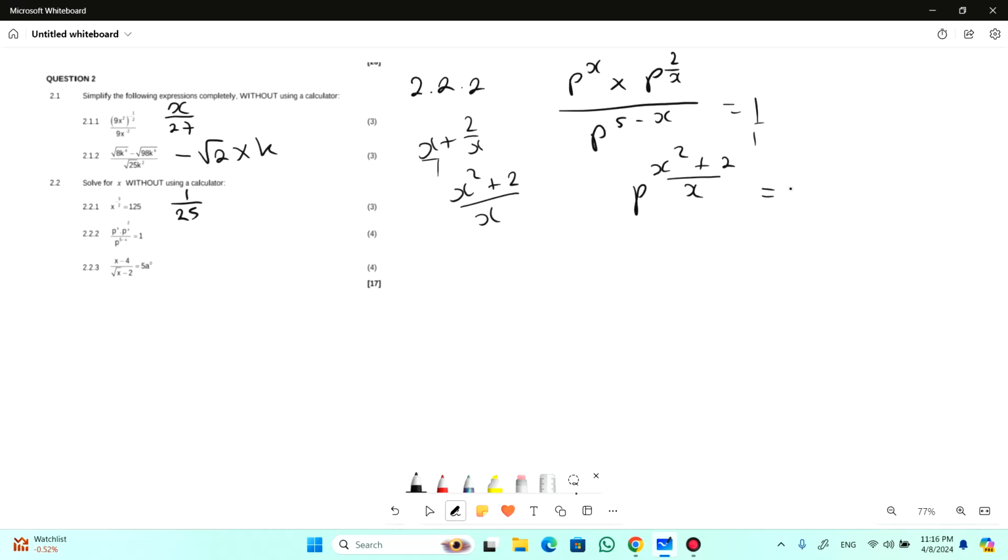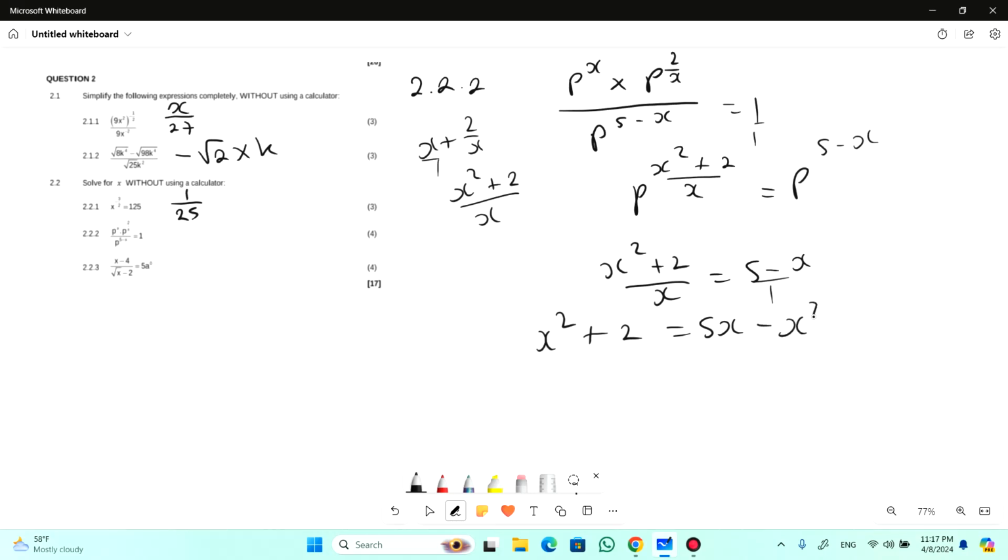Which is equal to, if I cross multiply there, p to the 5 minus x. Since the bases are the same, I equate the exponents, therefore x squared plus 2 over x should be equal to 5 minus x. And then you just solve this. Cross multiply 5x, minus x squared, I transpose, therefore I have 2x squared minus 5x plus 2, which is equal to 0.